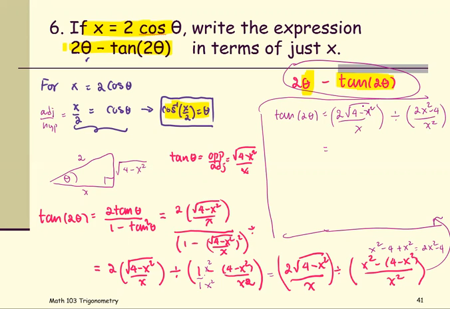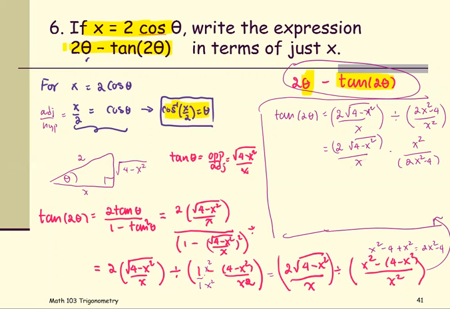And then rewrite the division into the multiplication of the reciprocal. So 2 square root of 4 minus x squared over x, no change, multiplied by x squared divided by 2x squared minus 4. I'm going to put parentheses around here, just to make sure we don't get things messed up. Next, we're going to simplify.